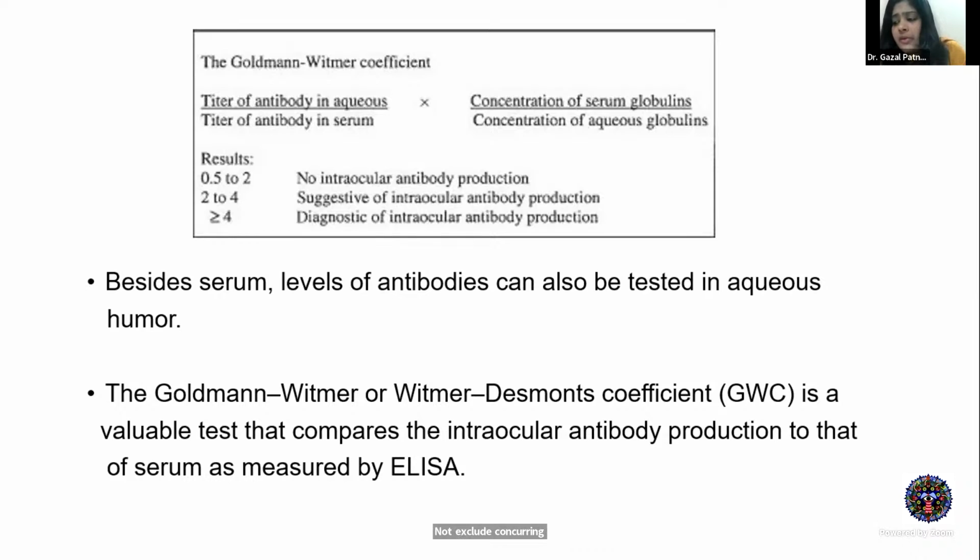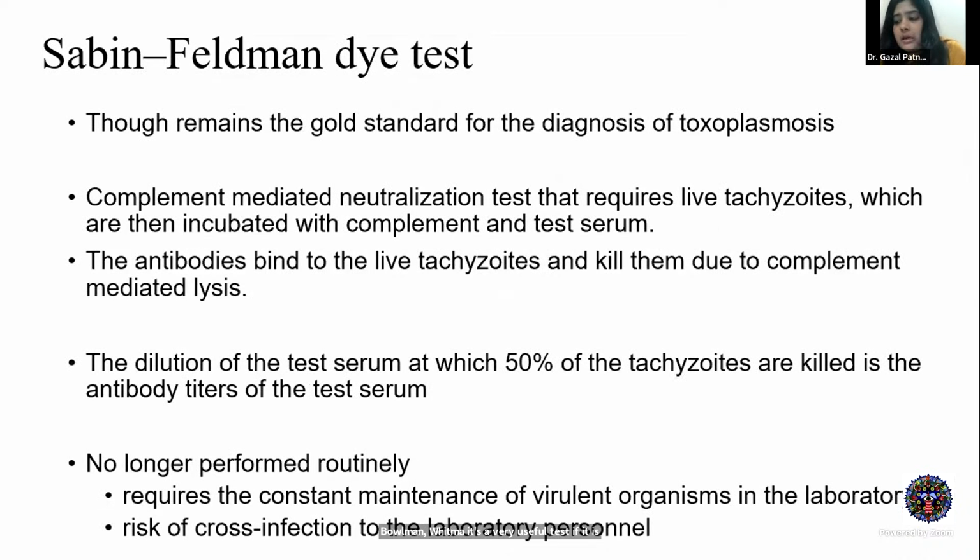Besides the serum, levels of antibodies can also be tested in aqueous humor. Goldmann-Witmer is a very useful test. If it is greater than 4, then it indicates a recent infection.